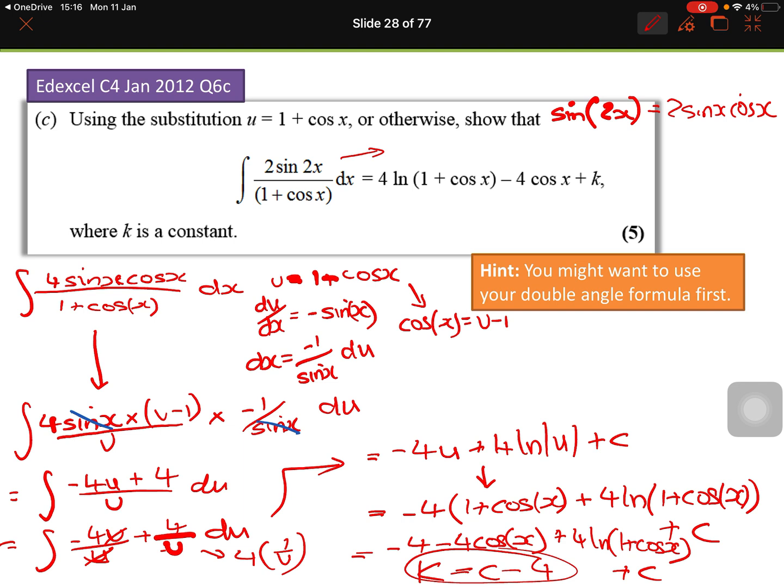Okay, it's all about using your substitution. You might have to use a double angle formula in there as well. Use your substitution, get everything in terms of u, so you can differentiate, so that you can then work your way through.